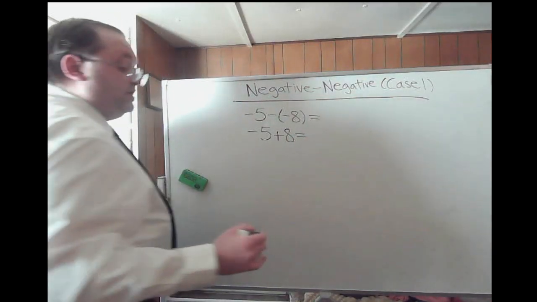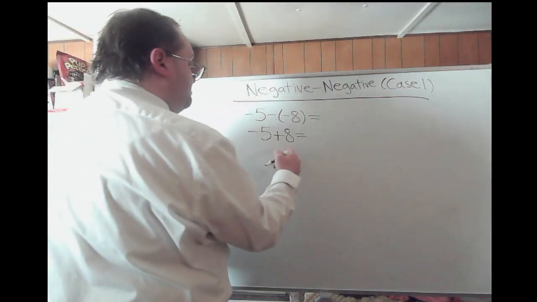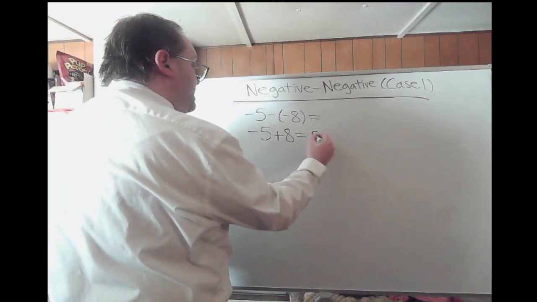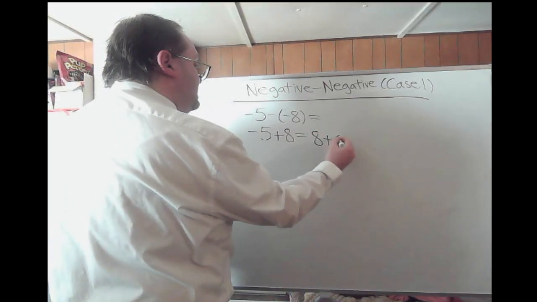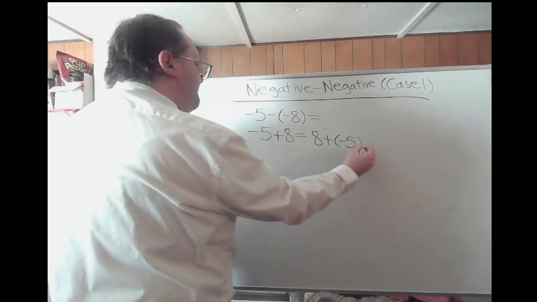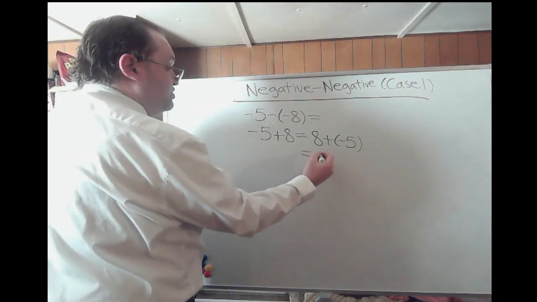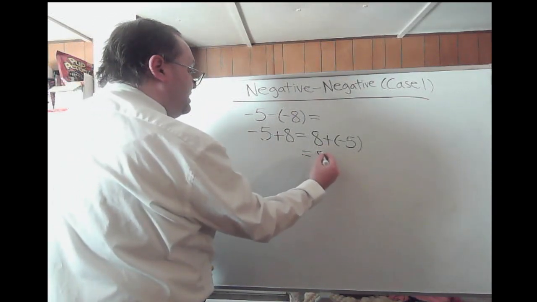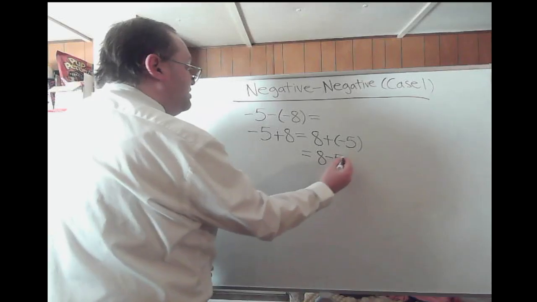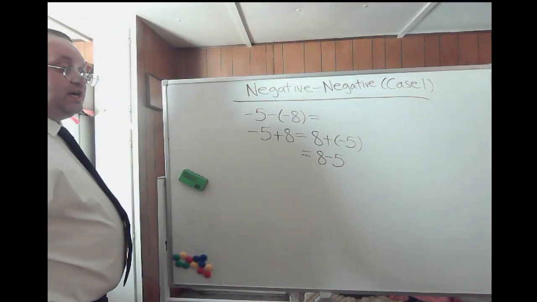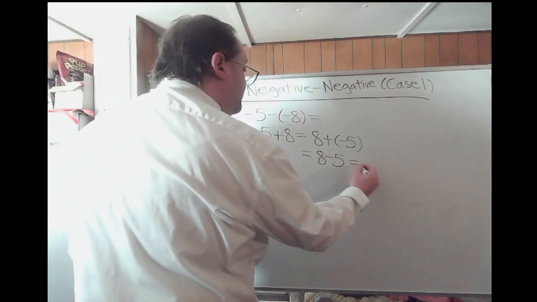which, by the commutative property of addition, we can switch these around. That would equal 8 plus negative 5, which is equal to plus a negative. Well, that's just a minus. That'd be 8 minus 5. We'd have a classic subtraction problem. 8 minus 5 would give you 3.